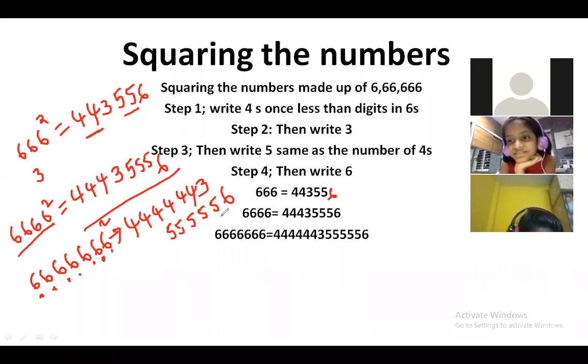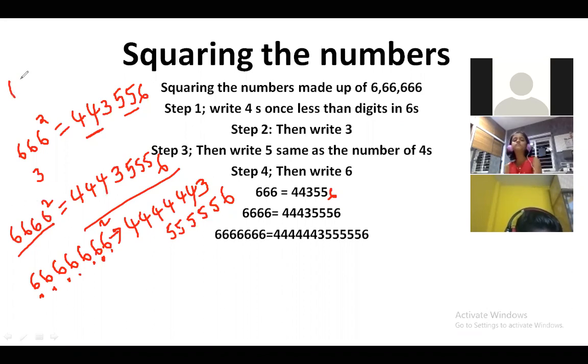So how many 4s should you write? That depends on the number of 6s, isn't it? If there are 4 6s, you should write 3 4s. If there are 3 6s, you should write 2 4s. If there are 7 6s, you should write 6 4s.